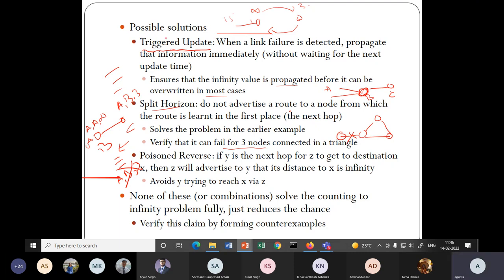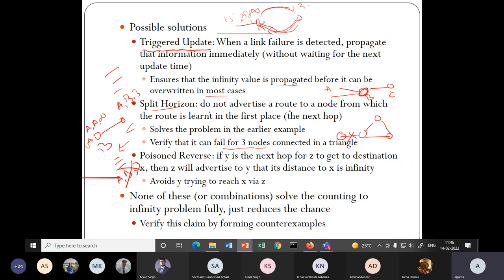So obviously triggered update does not solve it fully, because if you're unlucky, this infinity change could have happened, as I said, because these three clocks are not exactly synchronized, so everybody will not send exactly at the same time and so on. This infinity change could have happened just at 29.58 seconds. And by that time, this has already sent it because the clocks are not synchronized. So it sets the infinity before it can send it out. This comes in, it wipes it out. So triggered update does not solve it for you.